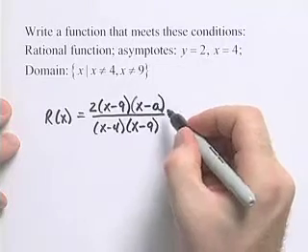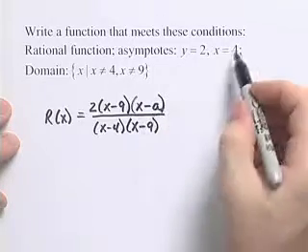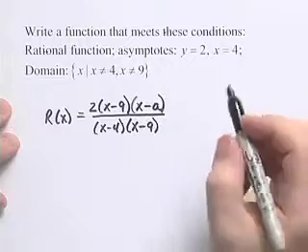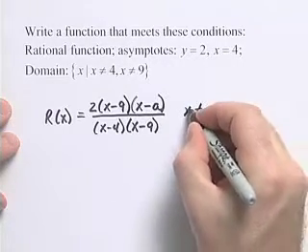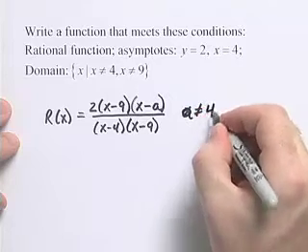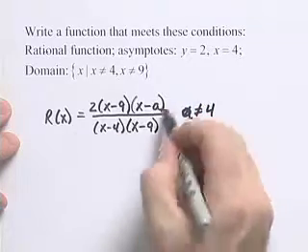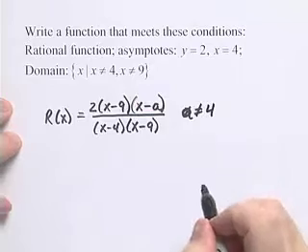The only restriction we want to put on this now is that a cannot equal 4, because if it did, we would not get a vertical asymptote at 4. So we'll just write that out here, that a is not equal to 4. And there's a general rational function that meets the given conditions.